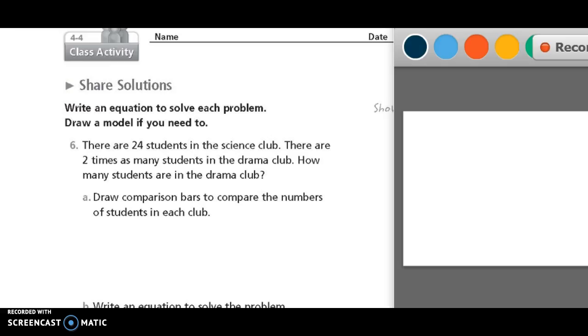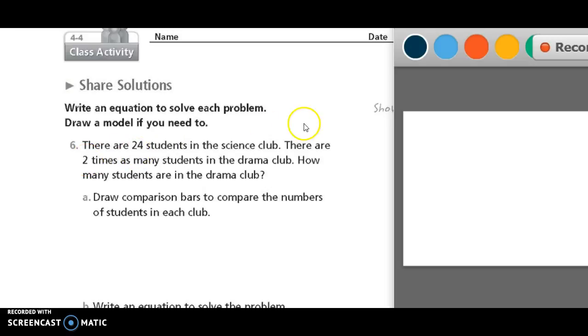All right, here's our next one that we're going to be drawing some of our models in order to do. So it says there are 24 students in the science club. There are 2 times as many students in the drama club. How many students are in the drama club? So we need to draw our comparison bars in order to figure this out. So we have 24 in the science, and we have 2 times as many as the drama club.